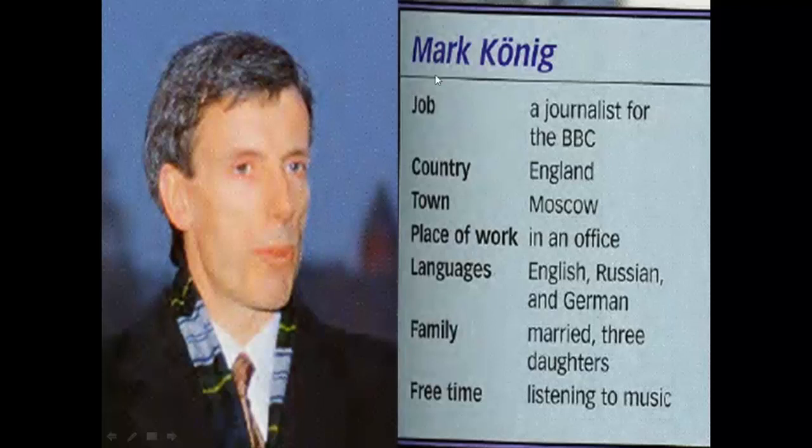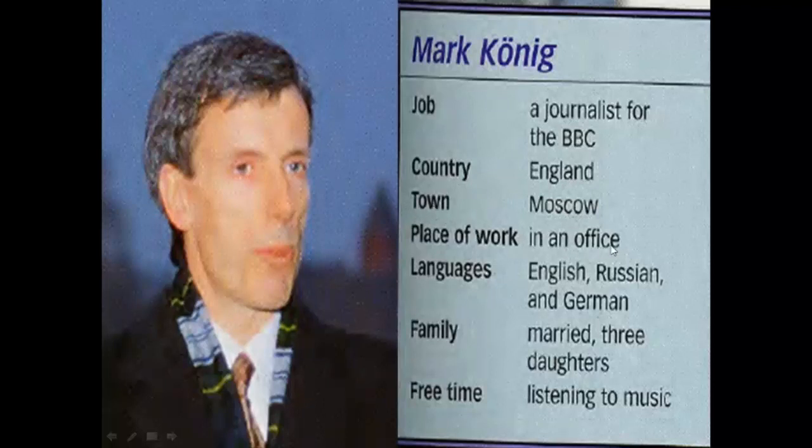So usually you always start by your name, right? So this dude's name is Mark Koenig. Okay, so whatever your name is, you can put that in the beginning. You obviously want to include where you work or what you do for a living. So job, he's a journalist for the BBC. Country, where's your nationality? Both work, so country, England. Town, Moscow, okay, or city or hometown, okay.